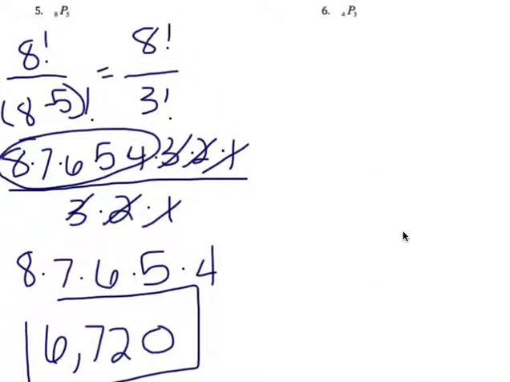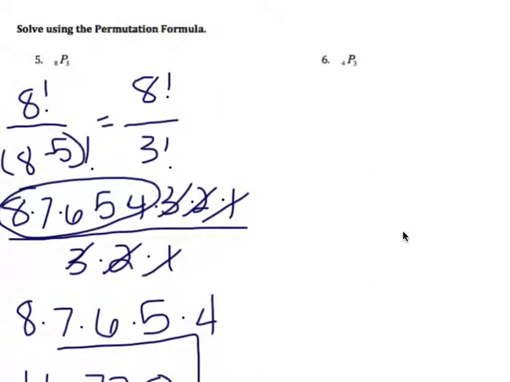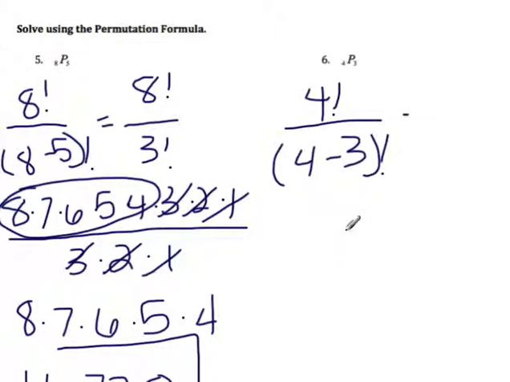Okay, next, let's take a look at 4P3. On top, we have our total factorial divided by our total minus 3 factorial. So then we have 4 factorial on top.